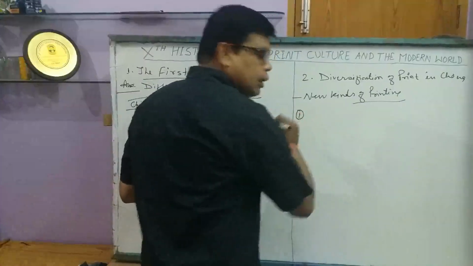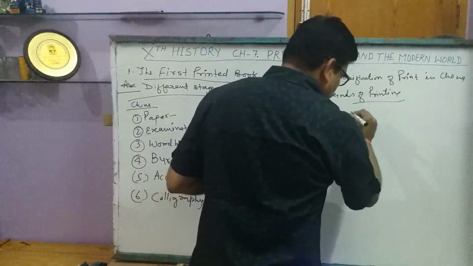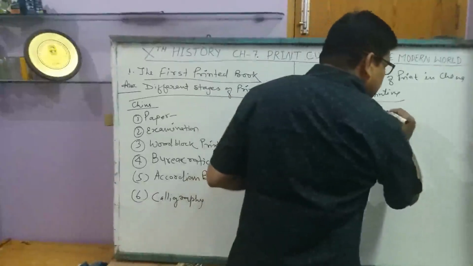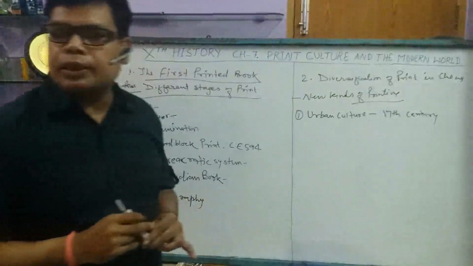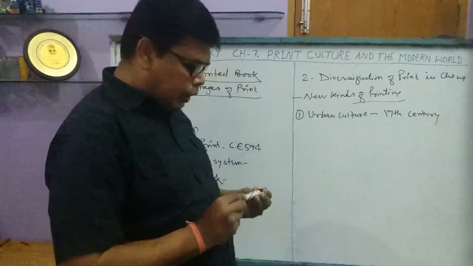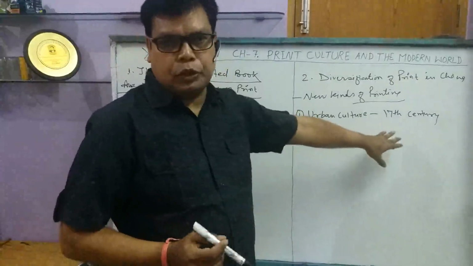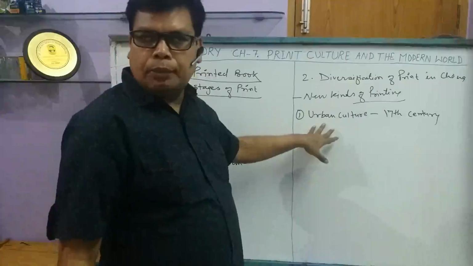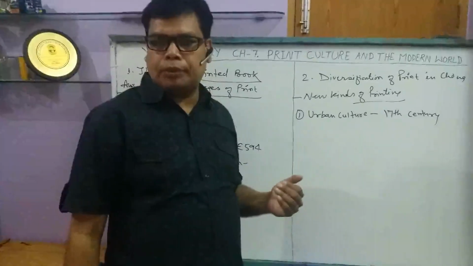The first point we will write here is urban culture. Urban culture came into existence in China in the 17th century. The 17th century means 1600 to 1699. So from 1600 onward, cities came into existence, and when cities came into existence, a lot of scholarly activities came into existence.